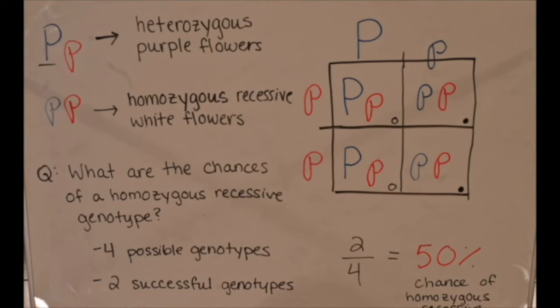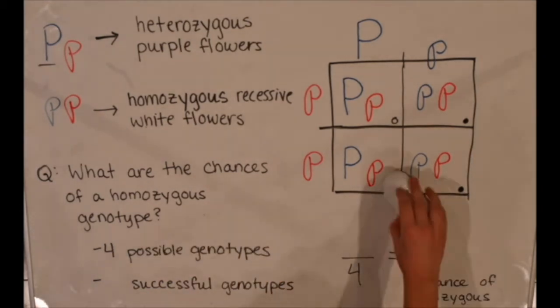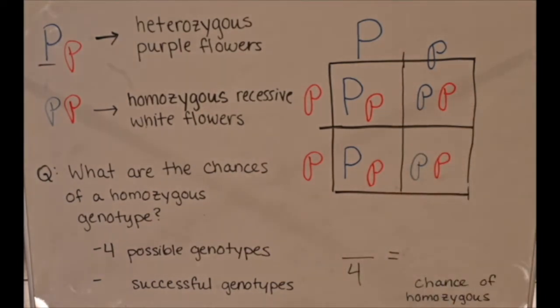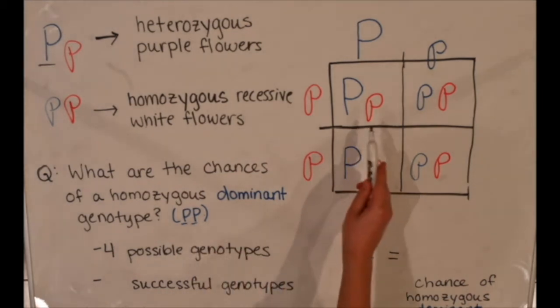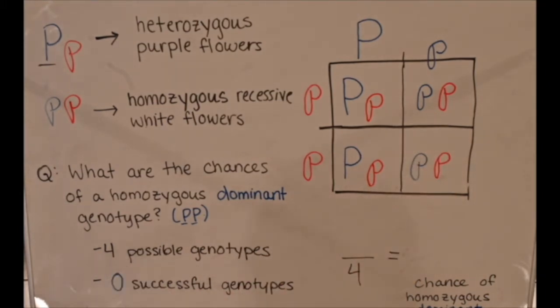Now, if we change up the question slightly and instead ask what are the chances of a homozygous dominant genotype, our math looks a little bit different. We've still got 4 possible genotypes, but when we look to see if there are any successes in the Punnett square, there is actually no instance of a homozygous dominant genotype, no instance of those 2 dominant alleles together. Therefore, we've got 0 successes out of 4 cases altogether, which gives us a 0% chance of the offspring having a homozygous dominant genotype.